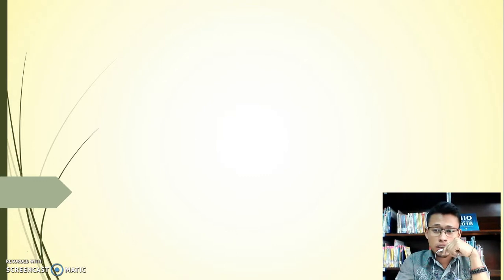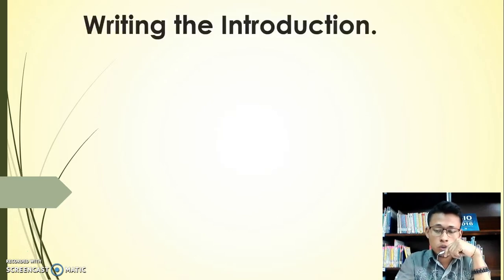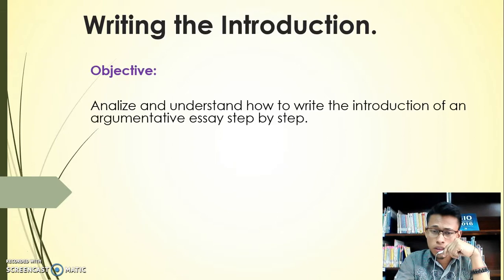So remember that an argumentative essay has three main parts. One of those is the introduction, then the body, and the conclusion. So today we are going to start with the introduction, okay? And this is going to be the objective of this video, and it is basically to analyze and understand how to write the introduction of an argumentative essay step by step.